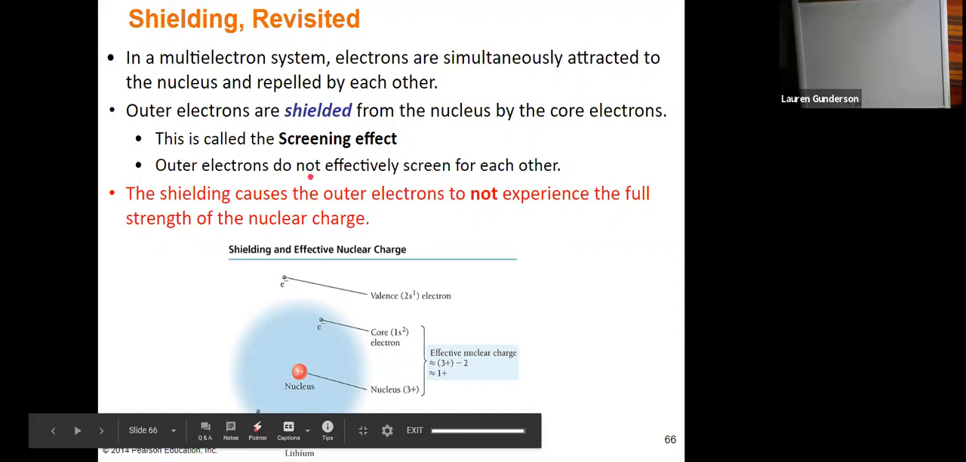Screening happens by your inner electrons, your core electrons. And as we've kind of said multiple times, this is just a restatement. Your shielding means that the outer electrons are not going to feel the full positive charge of the nucleus. Subtract the inner electrons from that, the core electrons from that.